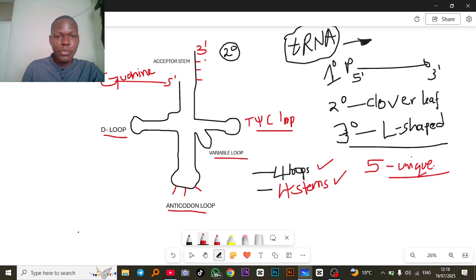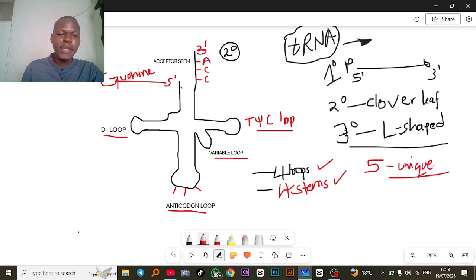Then on the 3' end, from up, we have adenine, and then cytosine, cytosine. So it's CCA from the 5'. If you're coming from this side, CCA. If you're coming from the 3', it becomes ACC. You get the point? So that's the acceptor stem.